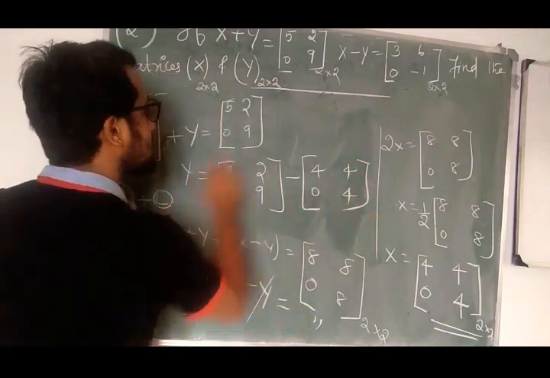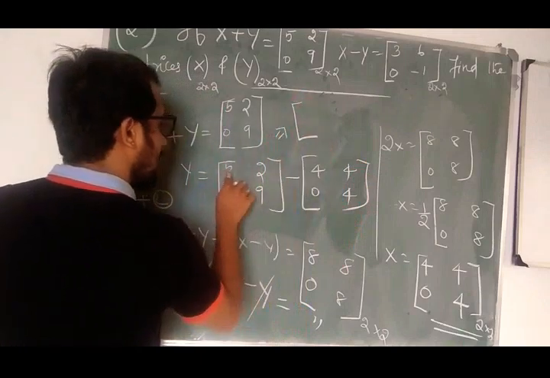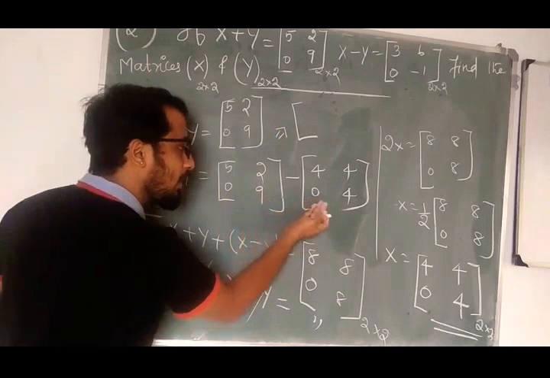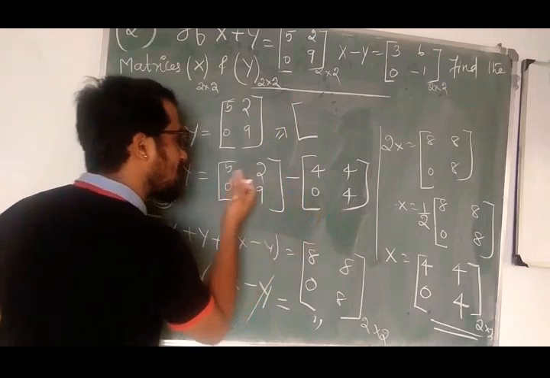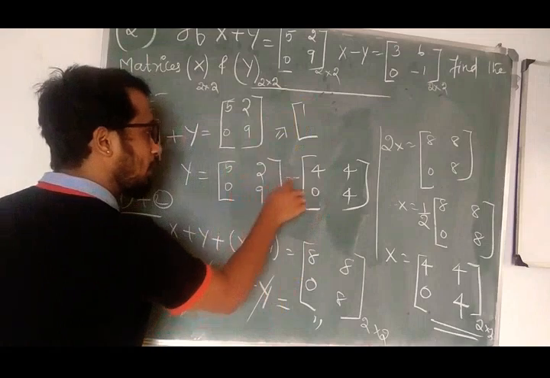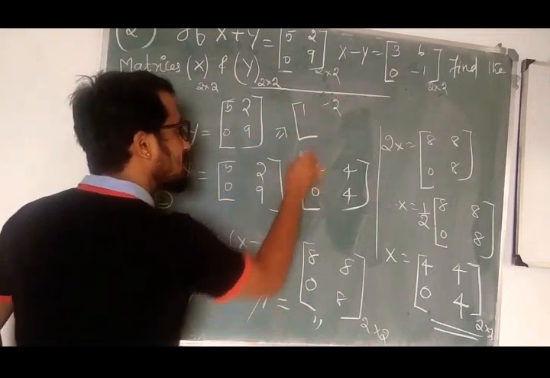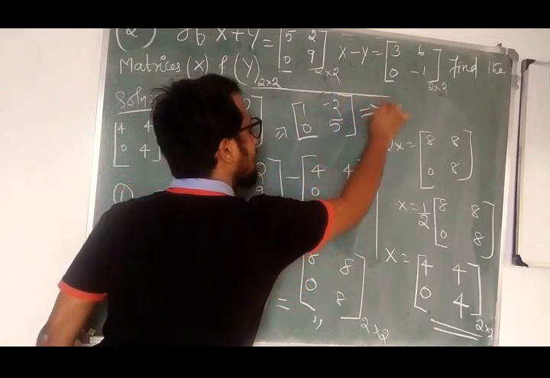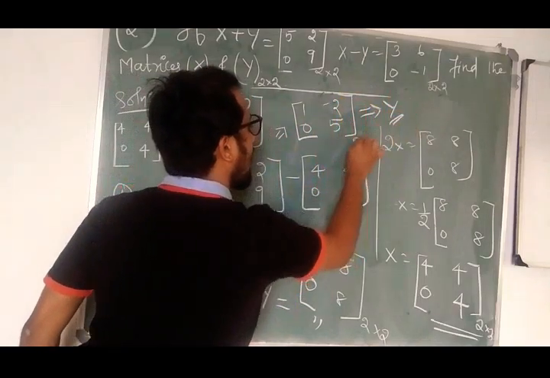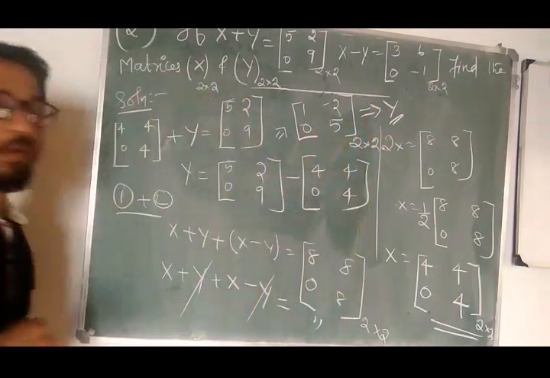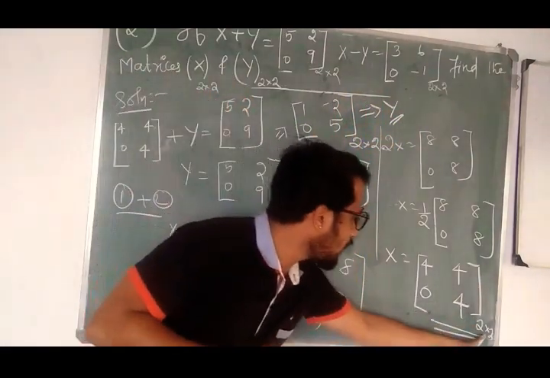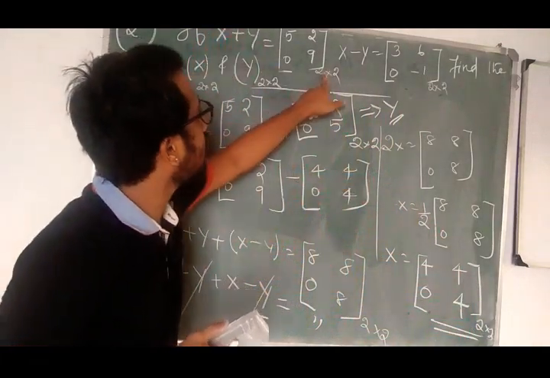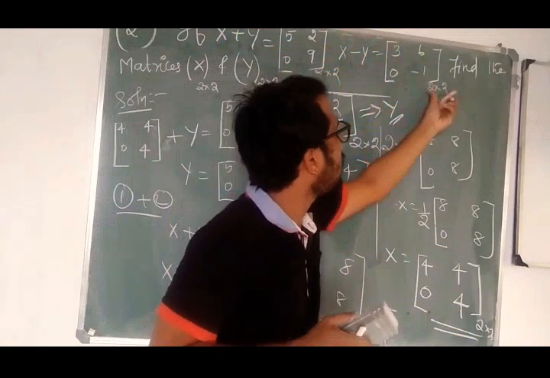What is the resultant matrix, the y matrix? Subtraction is possible only when the order of the given two matrices are the same. Since the order is the same, I can subtract these two matrices. 5 minus 4 is 1. 2 minus 4 is minus 2. 0 minus 0 is 0. 9 minus 4 is 5. This is the resultant matrix of y, and the order of this matrix is also 2 by 2. Since the x matrix is of order 2 by 2 and the y matrix is of order 2 by 2, we can add and subtract these two matrices.